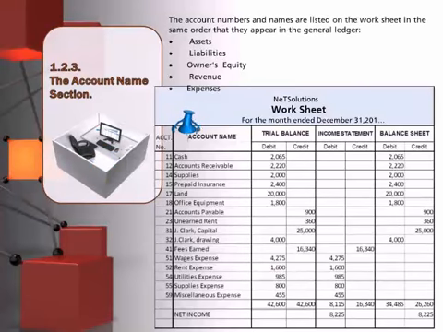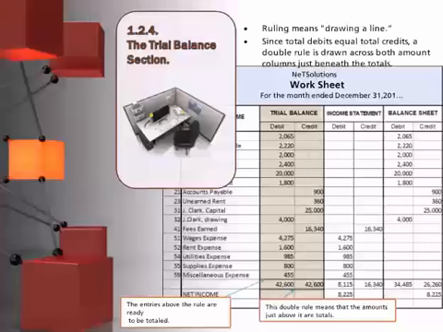All of the General Ledger accounts are listed on the worksheet, even those that have a zero balance. Listing all of the accounts avoids accidentally omitting an account and ensures that the worksheet contains all accounts needed to prepare the financial reports. The trial balance section.